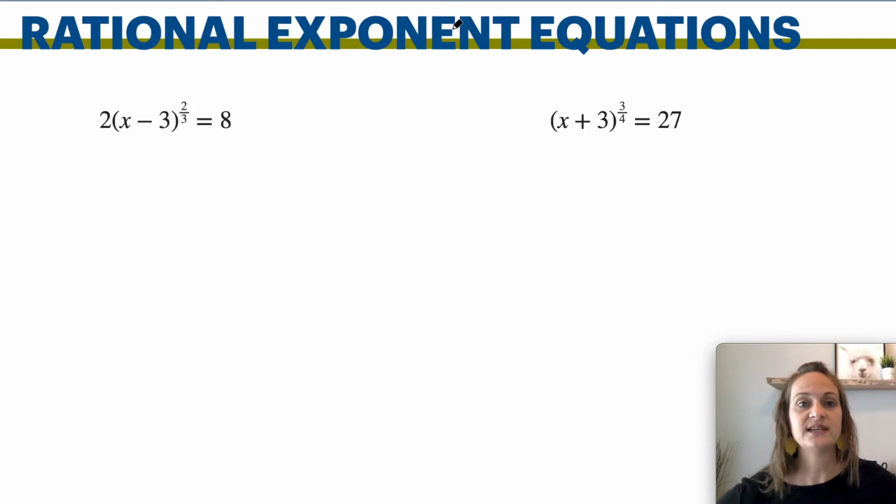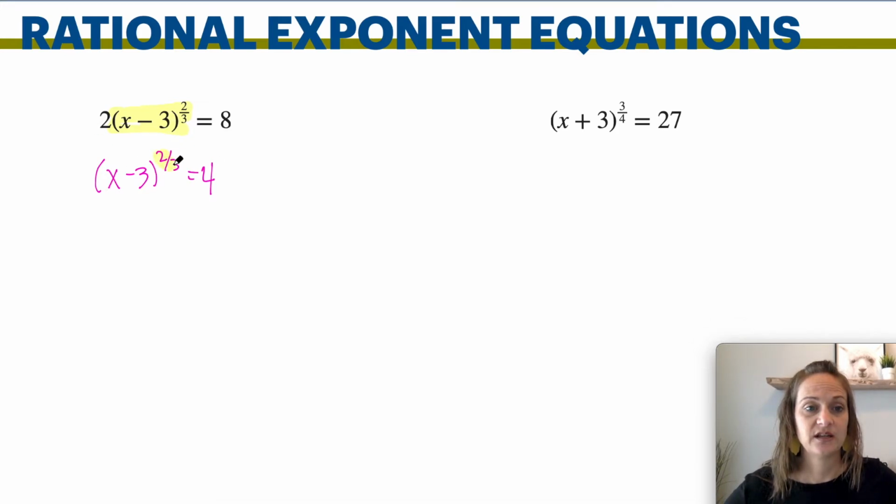So in this case, we're going to do the exact same thing except with rational exponents. We need to isolate the rational exponent. So we need to get it by itself, which means we need to get rid of the 2. So we're going to divide by 2 from both sides and get 4. Now we need to get rid of this exponent. And the way to get rid of the exponent is we are going to raise the entire thing to the reciprocal, which is 3/2. That cancels, leaving me x minus 3.